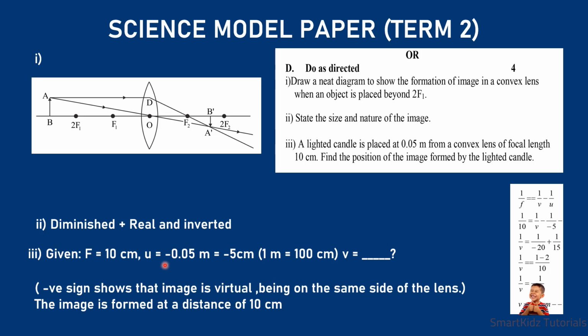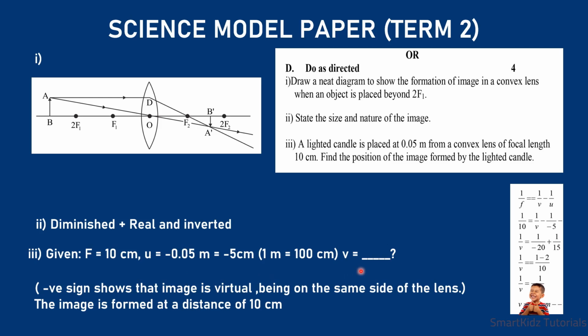Why is it negative? The object is negative because it is on this side. The object is on the left hand side, which means the negative x-axis. Why is the focal length positive? Unlike the mirror, where the focal length was also negative because it was on the left hand side, here the focal length is on the right hand side, where the rays meet. So it is going to be positive. So 10 centimeters positive, and negative 5 centimeters for the object.